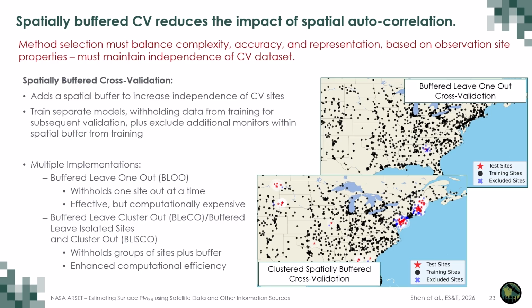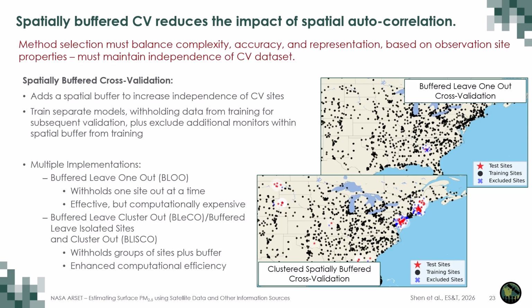The initial implementation of this approach was called buffered leave one out, or BLUE, cross-validation. It essentially withheld one site at a time plus its buffer points, running through each data point in the overall training dataset. This is effective, but as you can imagine, is also computationally very expensive, as you need to train a unique cross-validation model for each point in your dataset.